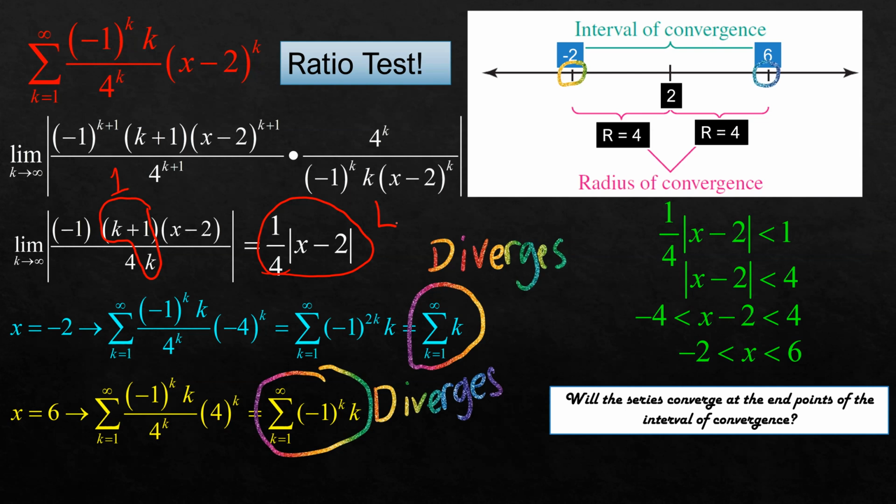So we have an open circle at both -2 and 6. Your interval of convergence goes from -2 to 6, not including the endpoints. And your radius of convergence is 4 with the center at 2.